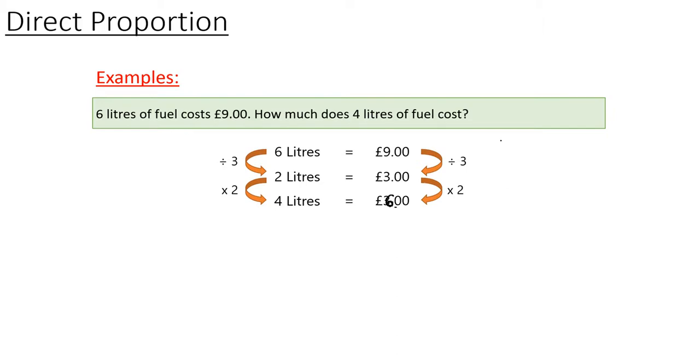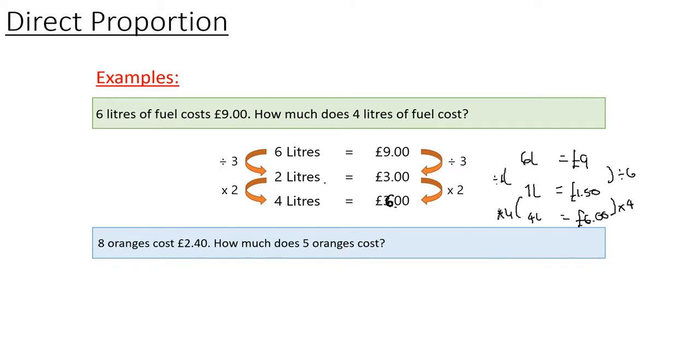Now, another way that you could have done it is if you have 6 litres equal to £9, you could have gone down to 1 litre. So you're going to divide both sides by 6. So once you divide both sides by 6, you get an answer of 1.5. So 1 litre is £1.50. And then you multiply it by 4 to get to 4 litres. So multiplying both sides by 4. So £1.50 times by 4, you get an answer of £6, which is the same as what we got if we do it this way.